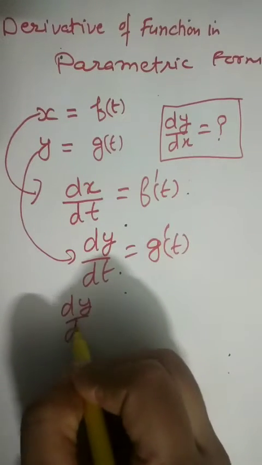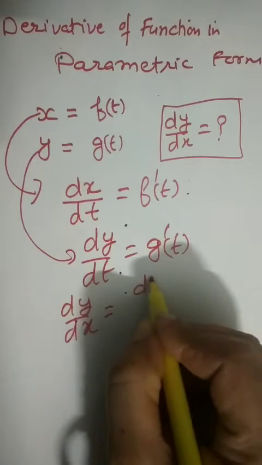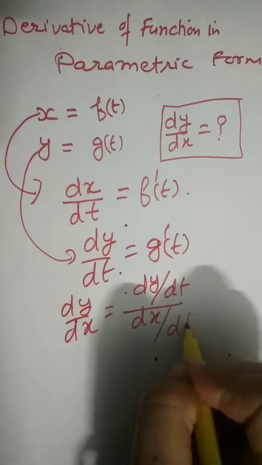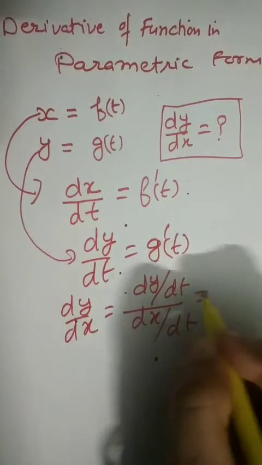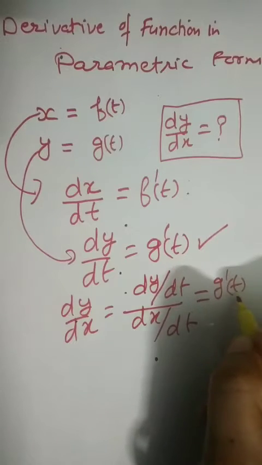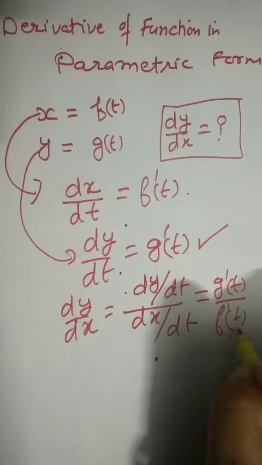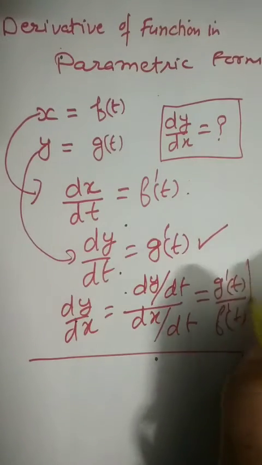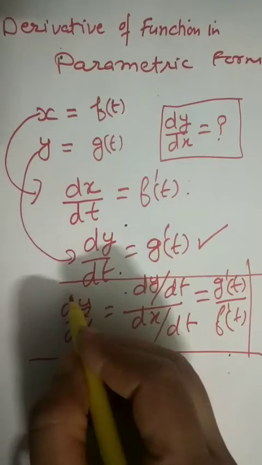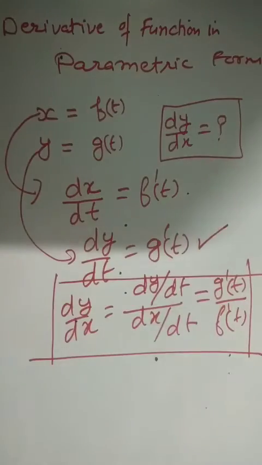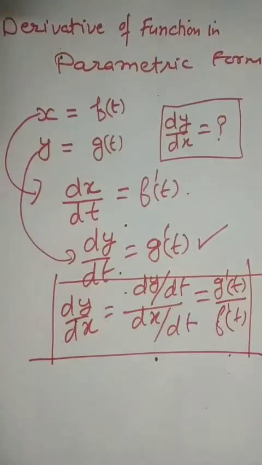Now, what will be dy upon dx? It will be dy upon dt divided by dx upon dt. So, you just have to divide these two derivatives, g dash t in the numerator and f dash t in the denominator. In this way, you can find the derivative of a parametric function, the functions which are represented in terms of the third variable. So now we will take one question from the exercise.